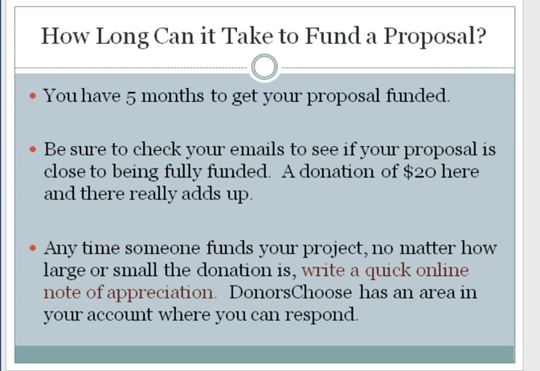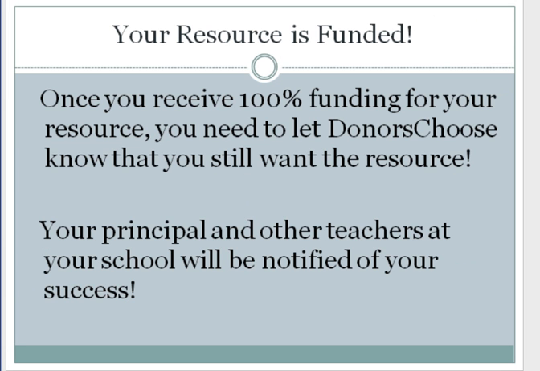You get 5 months to get your proposal funded, and after that it expires. And if people have funded towards it, their money goes somewhere else to a different fund. It's a good idea to check every so often how your proposal is doing, because if people fund even $20, you need to write them a quick online thank you note, and DonorsChoose has a great way for you to do that.